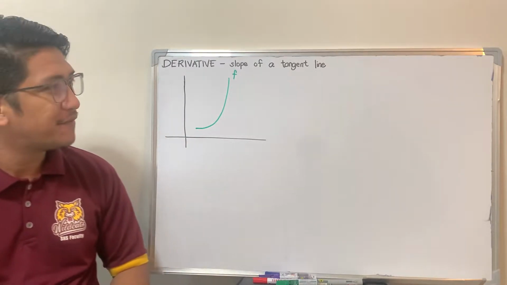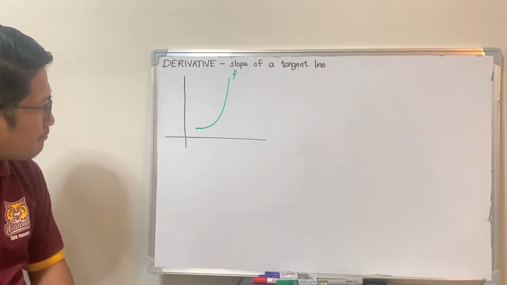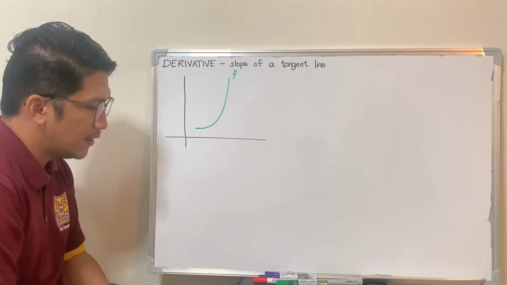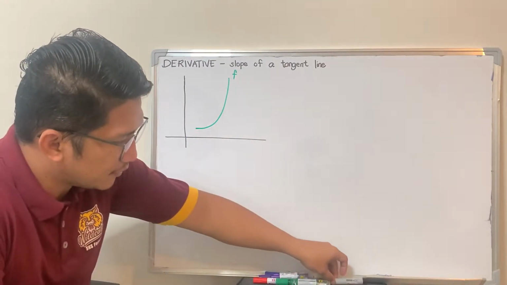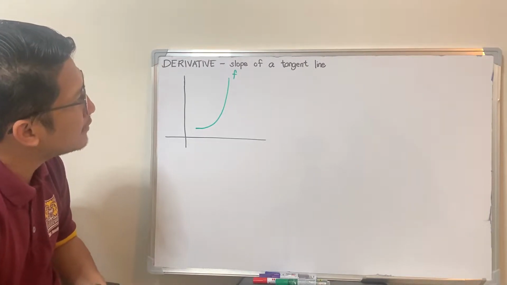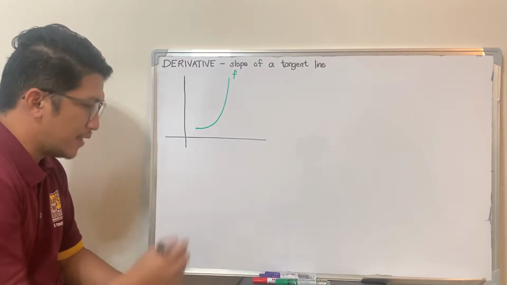In this video, we will be talking about the derivative. It is defined as the slope of a tangent line. I have the rectangular coordinate system here, and this is the function. Actually, guys, the concept is this: how did we get the slope of a tangent line when we talk about derivatives?